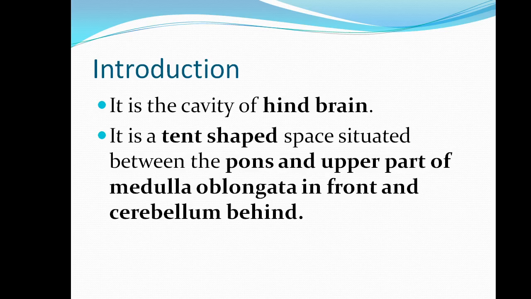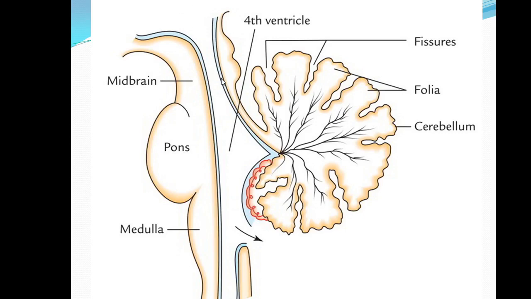The fourth ventricle is the cavity of the hindbrain. It is a tent-shaped space situated between the pons and the upper part of the medulla oblongata in front, and the cerebellum behind. Here you can see the fourth ventricle, which lies between the pons and medulla anteriorly and the cerebellum posteriorly.